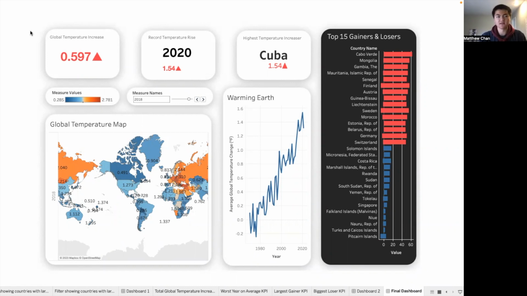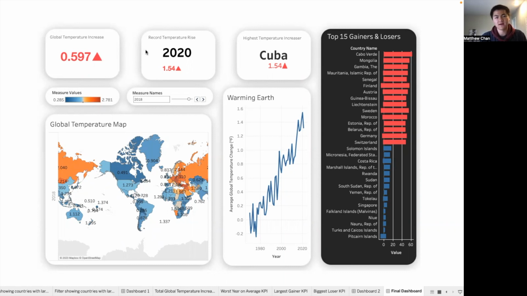Jumping right into it, the first KPI I had right here was the global temperature increase. I had to create a separate column in my CSV file and calculated the average of all the different years' temperatures into one. And I found that on average in the past half a century, there has been a 0.597 degree Fahrenheit increase over the last 50 years.